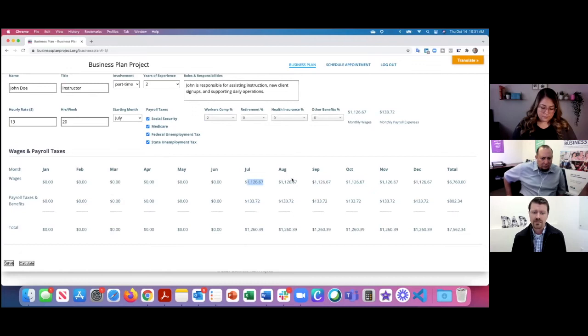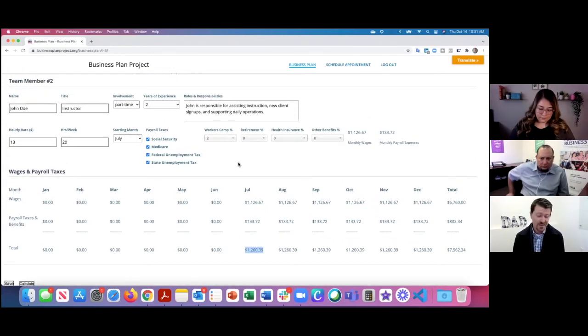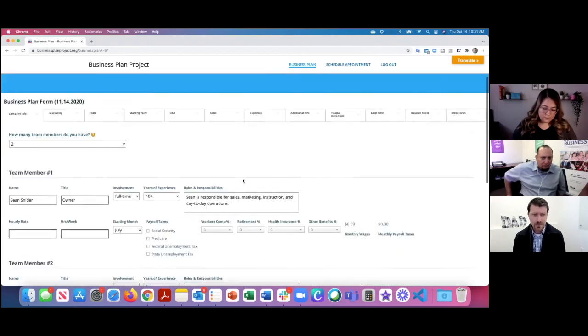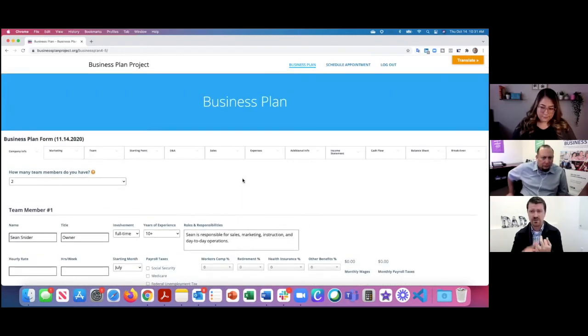So right now we have, starting in July, because you can see this is all a bunch of zeros. In July, we have about $1,100 in wages, and then we've got payroll taxes to contend with. So out the door, we already have $1,260 a month to cover. And we haven't budgeted for ourselves. So that's another thing. But that is the team section. We answered those 3 questions: who's involved, how much they cost, and what are they responsible for? Now we're going to move over to another section.